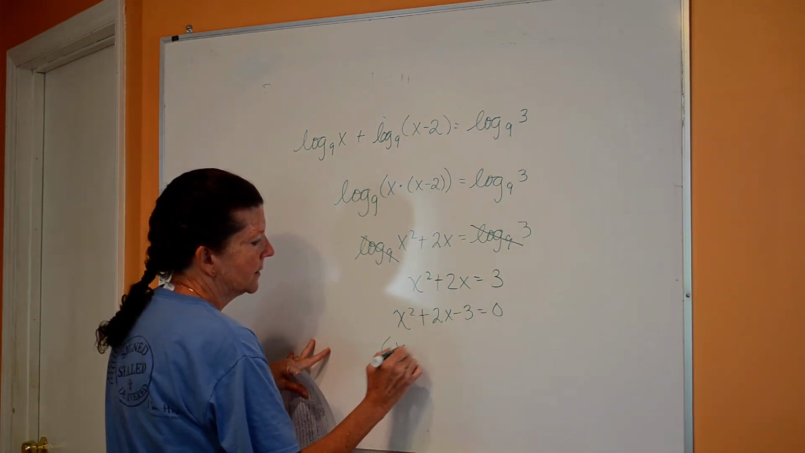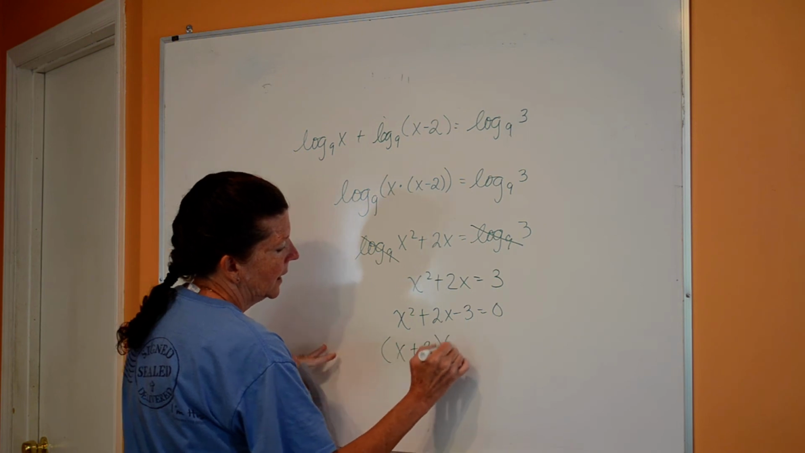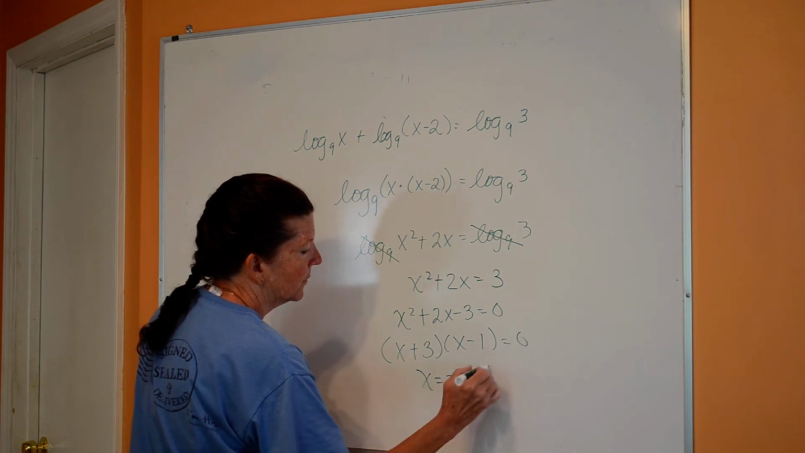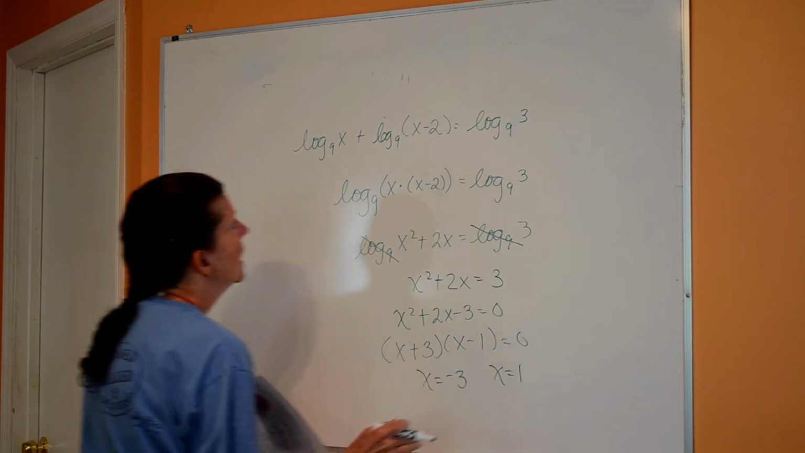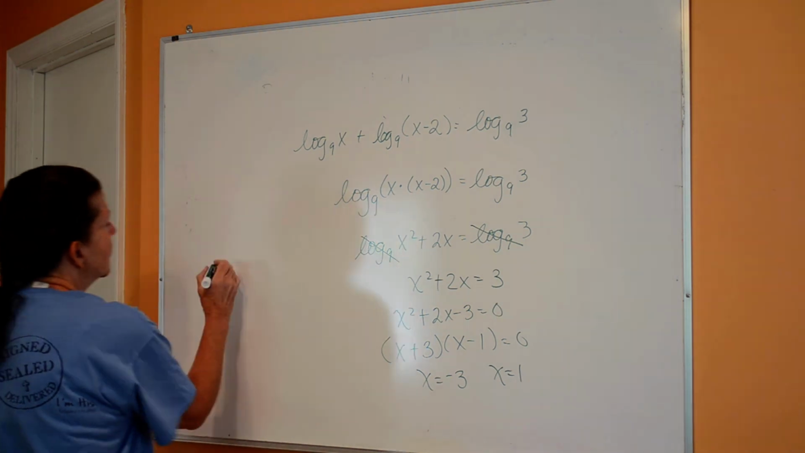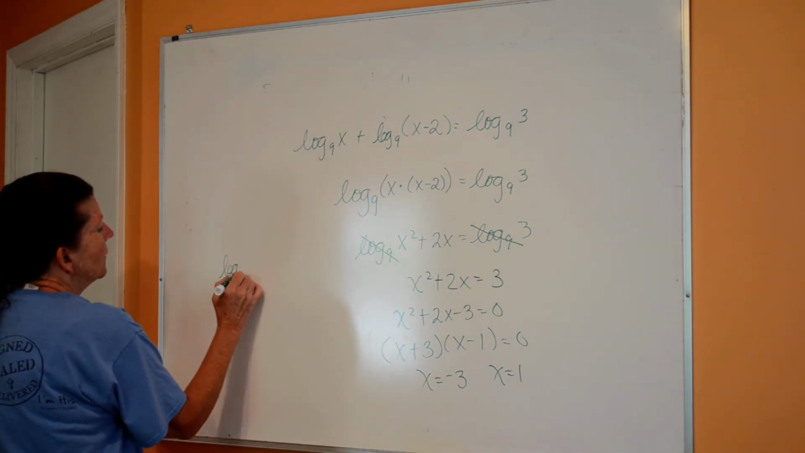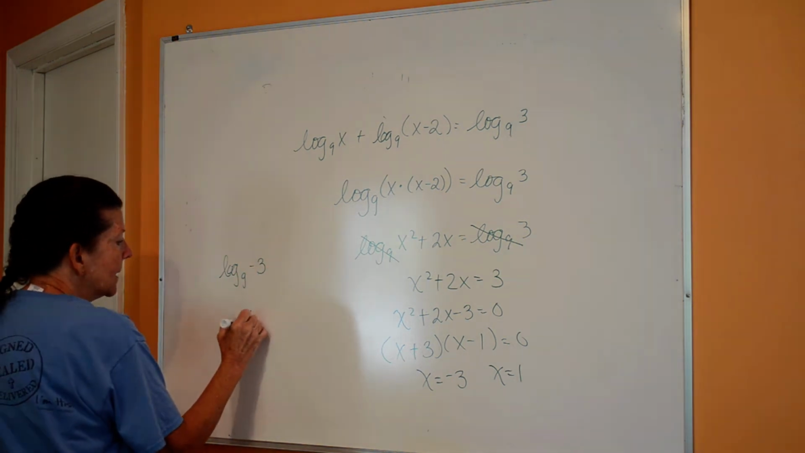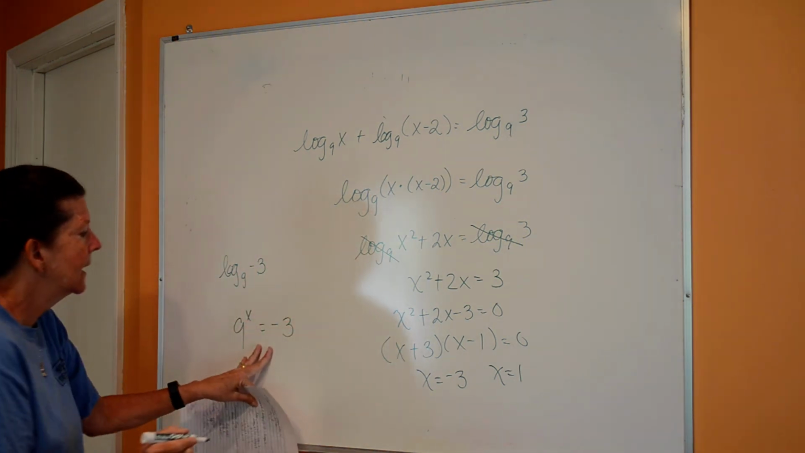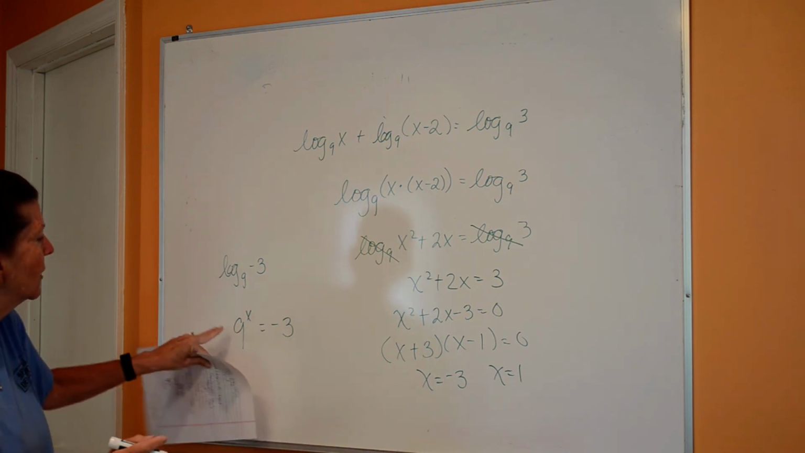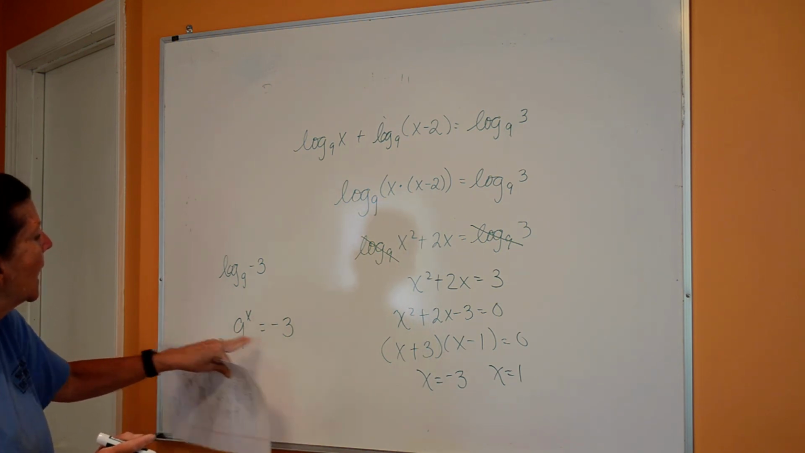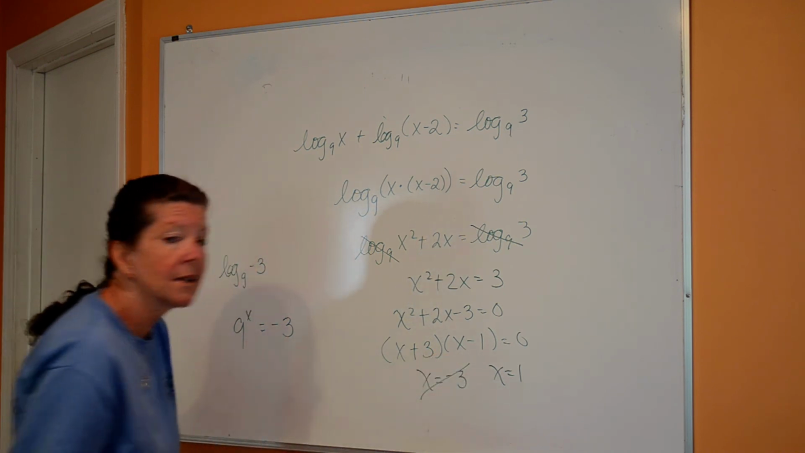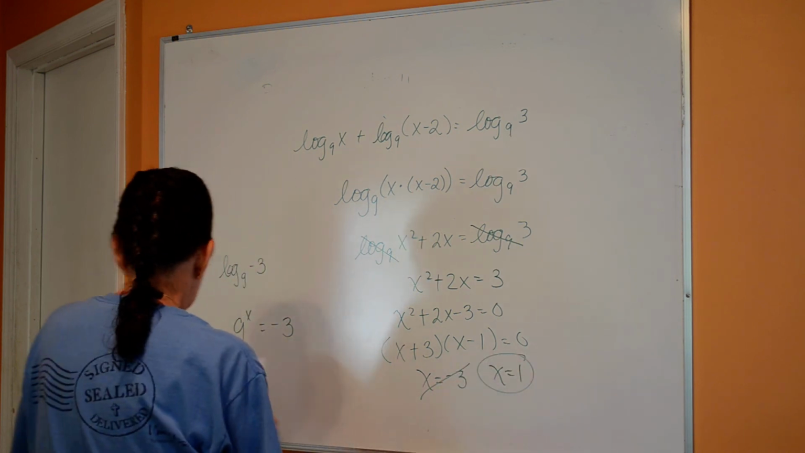Okay, so I have x plus 3 and x minus 1. Then I'm going to solve both. X is equal to negative 3. X is equal to positive 1. Then I have to plug back in, because that's saying the log base 9 of something. So it's saying 9 to some power is going to give me negative 3. That is absolutely impossible. There is no way for me to change a positive into a negative by using an exponent. So that one doesn't work. That one's the only one that works.